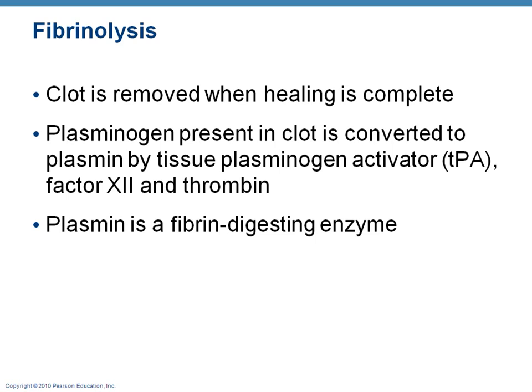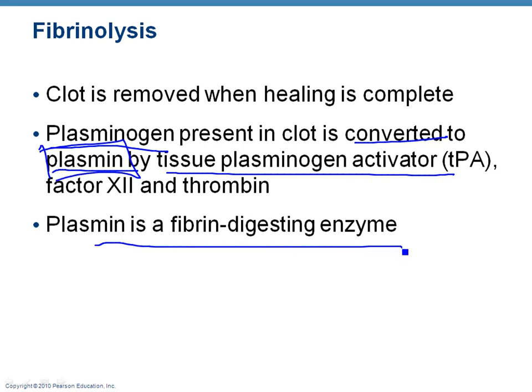Along with it was something called plasminogen. That plasminogen is going to be converted to plasmin by something called tissue plasminogen activator. And you can see here there's another activator with the name in it. So what does tissue plasminogen activator do? It activates plasminogen to turn into plasmin. This plasmin is a fibrin digestive enzyme. It's going to come in and chew up the fibrin that was helping hold that fibrous mesh together.